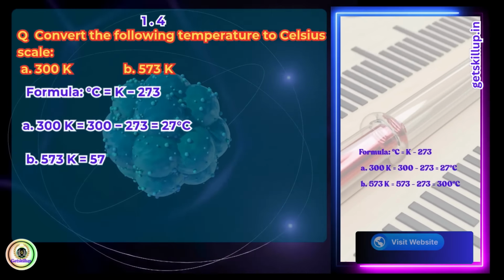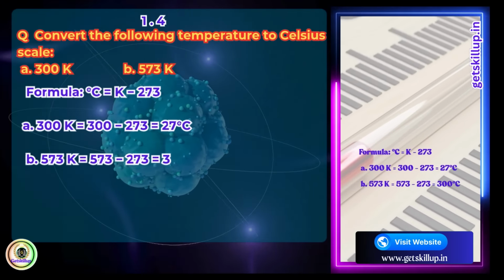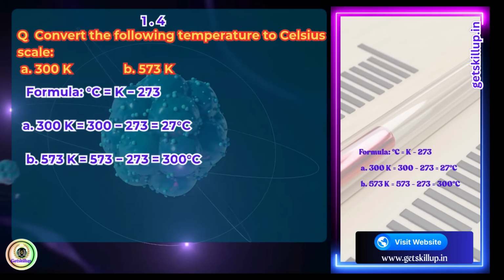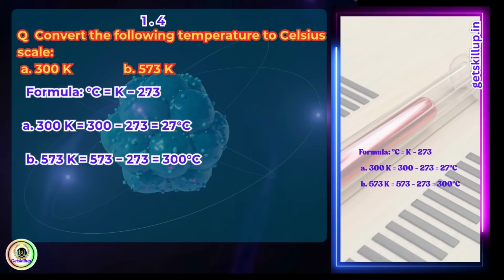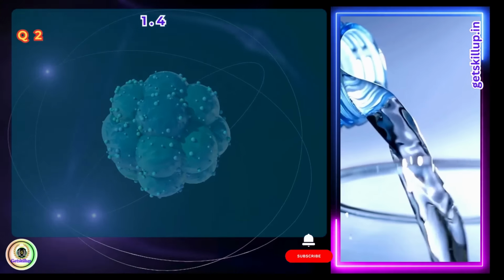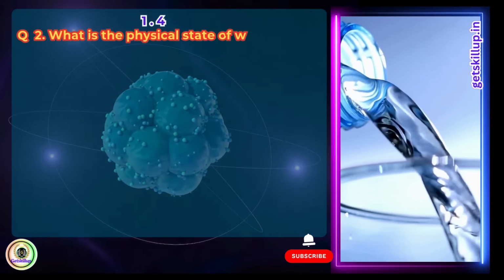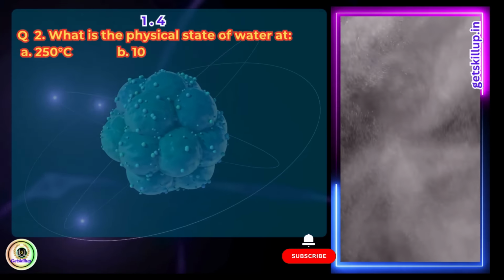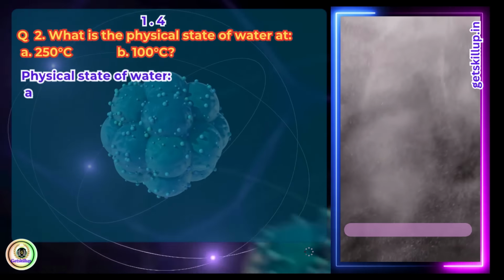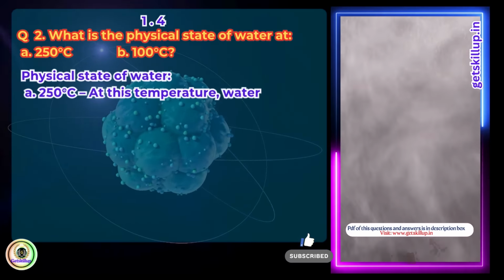573 K. Answer. 573 K equals 573 minus 273 equals 300 degrees Celsius. Question 2. What is the physical state of water at 250 degrees Celsius? Answer. At this temperature, water exists as steam gas.